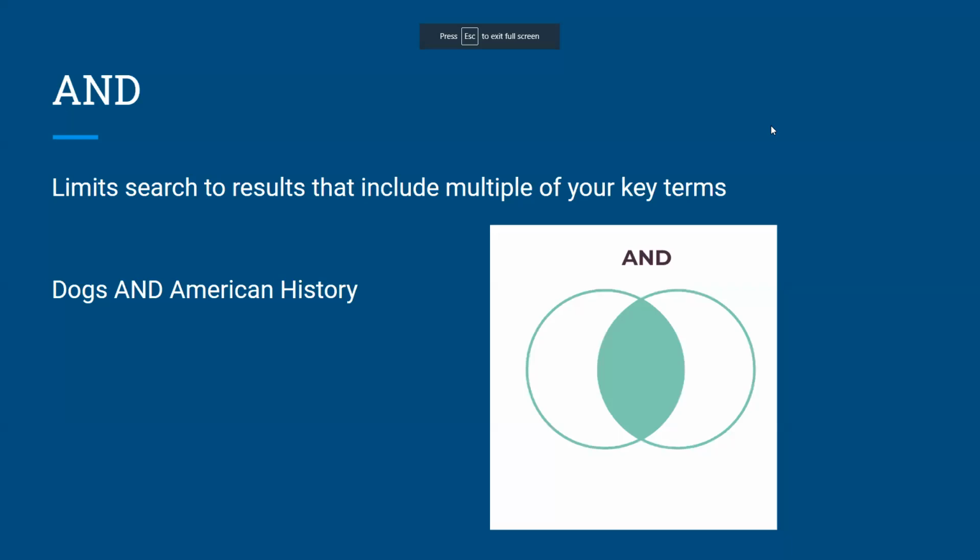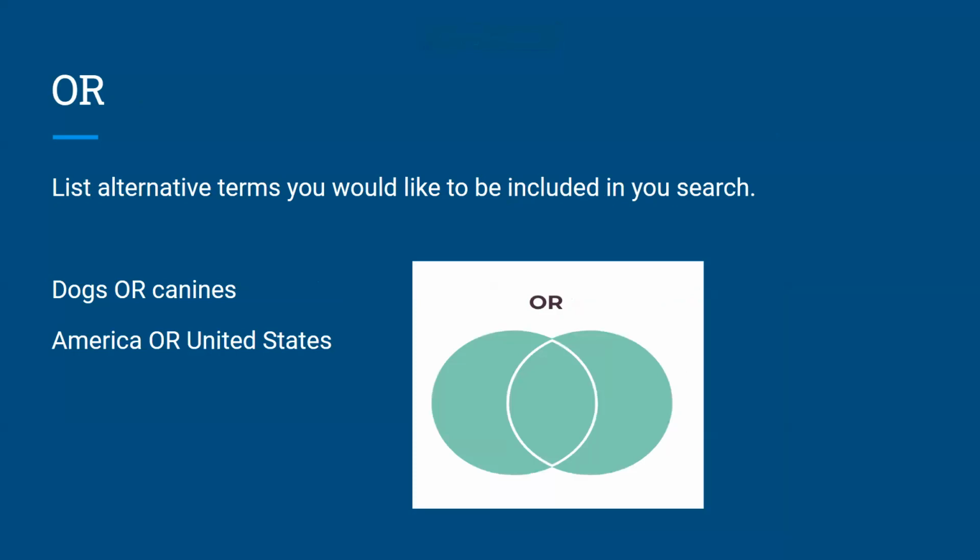Our next Boolean operator that we're going to focus on is or, where you can add different alternatives and synonyms to your search to expand your search and find additional results. For example, we could say dogs or canines, or any other word that could be used to refer to dogs. Or we could say America or United States, and we could build out those key terms that way, finding different synonyms and alternative words that researchers may have used instead of the ones that we're initially thinking of.